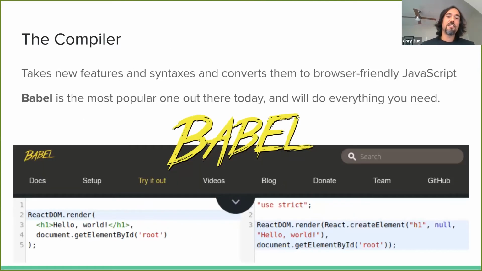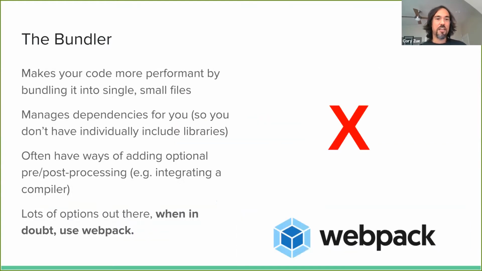The next thing is the compiler. And the compiler is the thing that's going to take that modern syntax stuff and turn it into stuff that your browser understands. And so you can see here that example with these H1s, which is called JSX, which I'll touch on later. It'll take this and turn it into just a normal JavaScript function call, which can then be dropped into a browser and used. And so Babel is the most popular compiler. It's what I use. It's what I recommend.